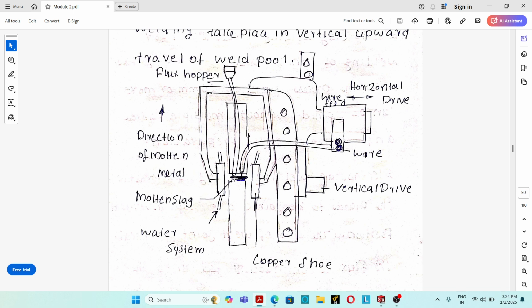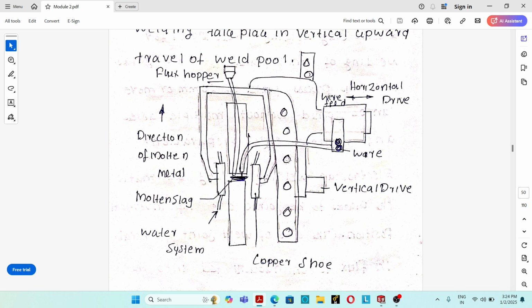That flux gets melted and a molten slag is formed. That molten slag is actually the main heat source for welding. It will melt the edges of the workpiece in the electroslag welding process. See, the molten slag has an inside temperature of 1930 degrees Celsius and a surface temperature of 1650 degrees Celsius. So this molten slag is the main source of heat in the case of the electroslag welding process.